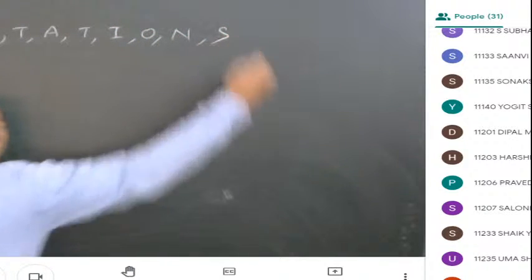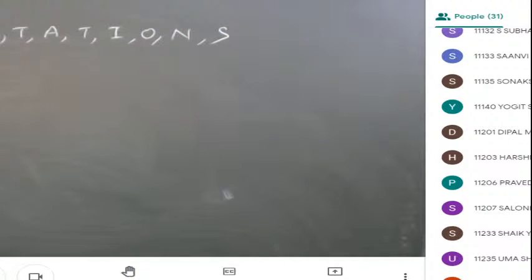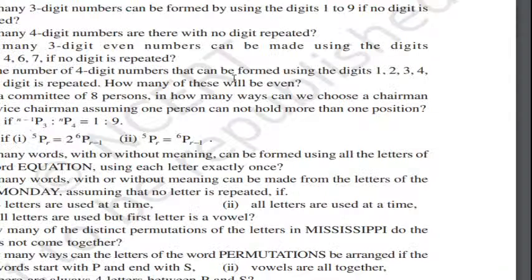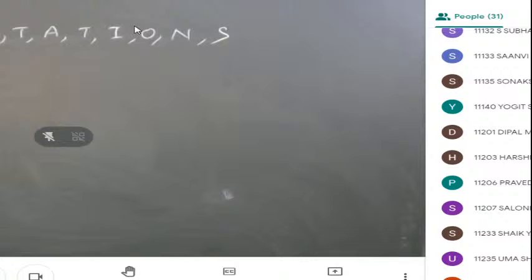Yeah, and this also contains various parts, right? What is the first part? Can you read, Yasmin, again? First part is: words start with P and end with S. Yes. So, they are asking in how many ways can these letters be arranged so that words start with P and end with S.